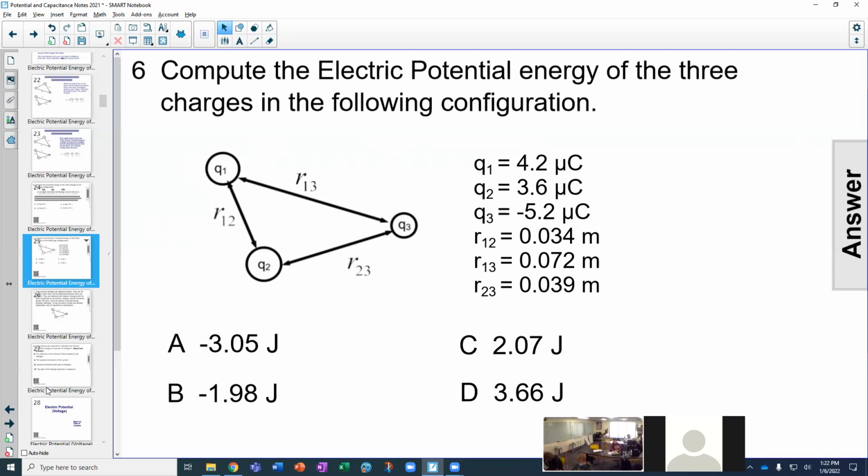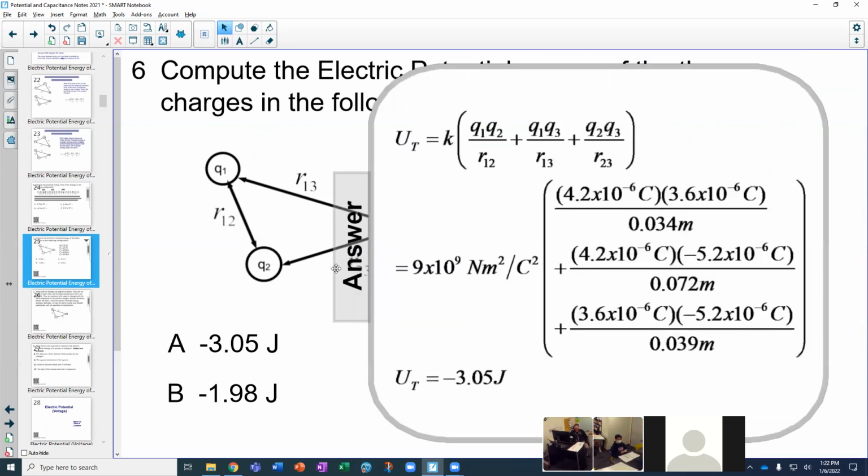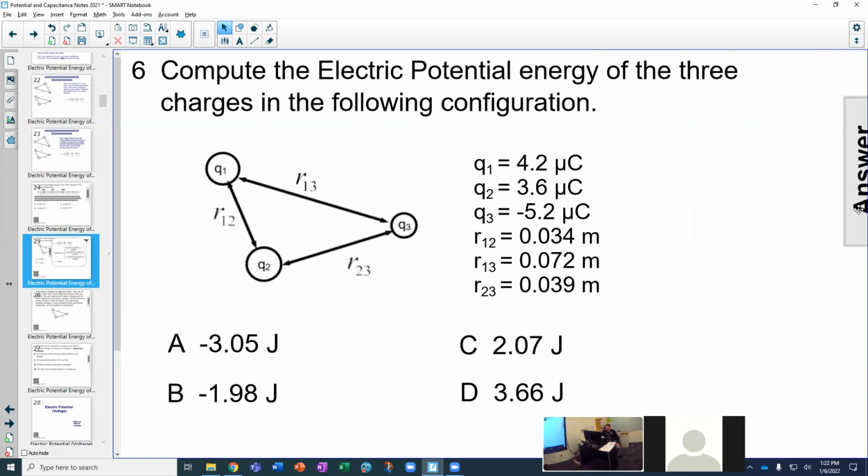How many have an answer so far? Got a vote for A. John and Finley are both voting A online. All right. Here's the strategy they're using here now. They're using that modified formula to illustrate it, so just factoring out the K value and seeing it that way. Adding them up, multiplying by K, and we get letter A, negative 305 joules, 3.05.